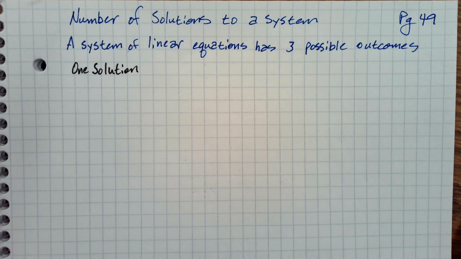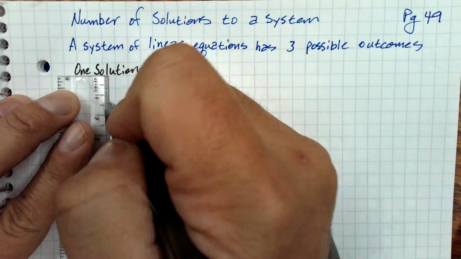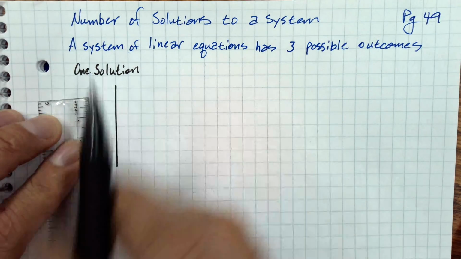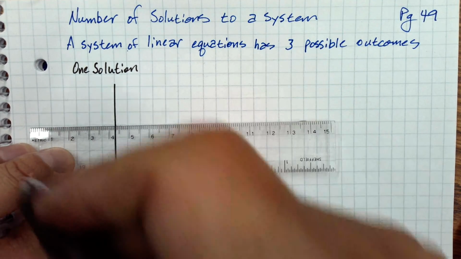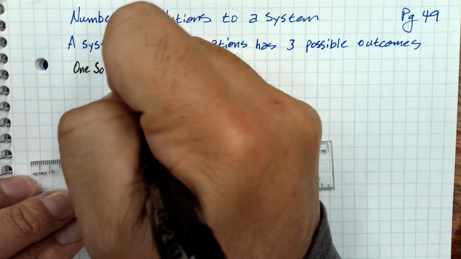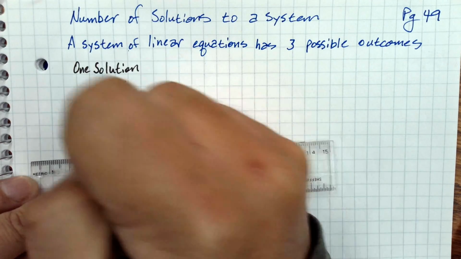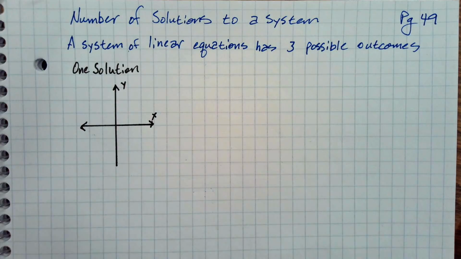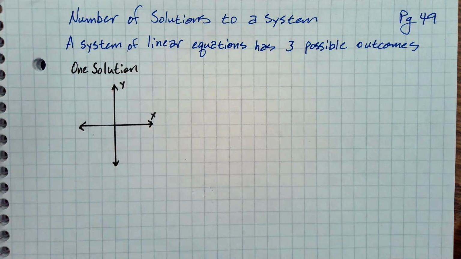So a system of linear equations has three possible outcomes. The most likely one is that we have one solution. And so what we're going to do is make a graphic model of what that looks like. I'm going to make just a quick coordinate plane. So here's a coordinate plane with an x and y axis.